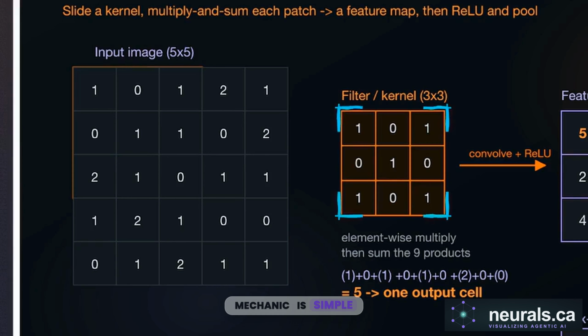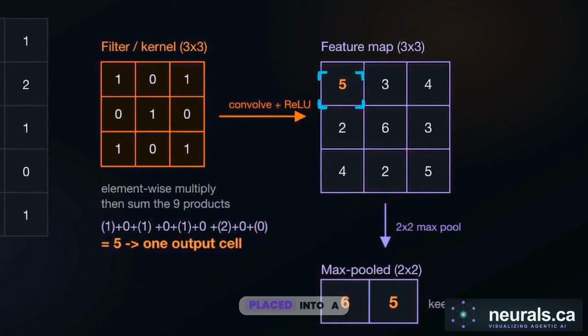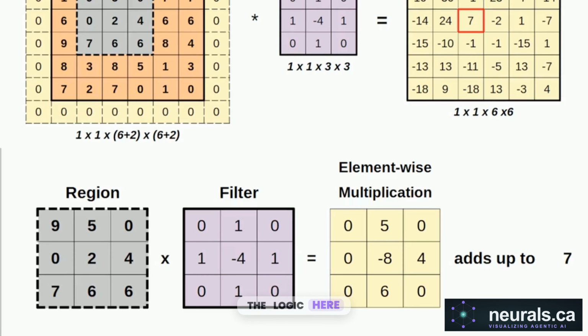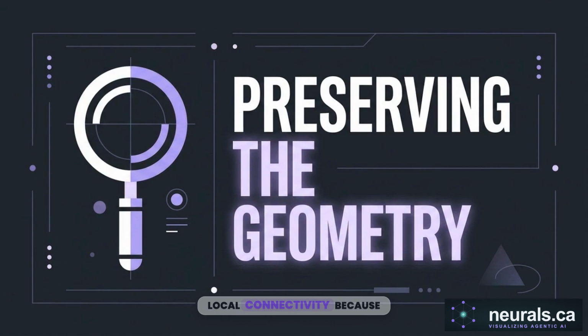The core mechanic is simple. A small, learnable filter slides across the image. Hovering over a patch, it performs element-wise multiplication with the pixel values. Those 9 products are summed into a single number and placed into a new grid called a feature map. We can verify the logic here. In this secondary example, the filter matrix and the padded input region sum up to a specific value of 7 in the resulting map.